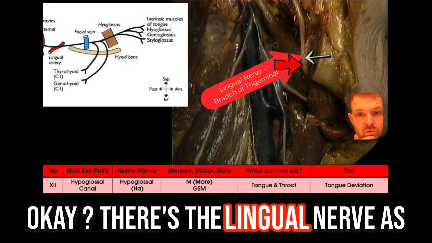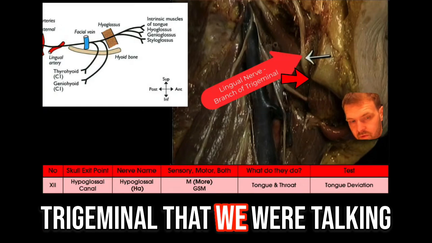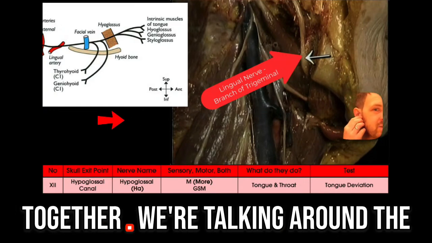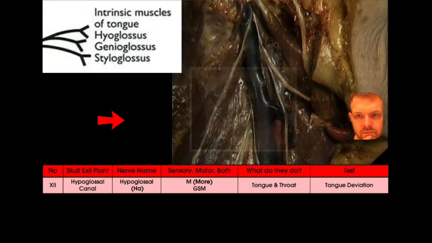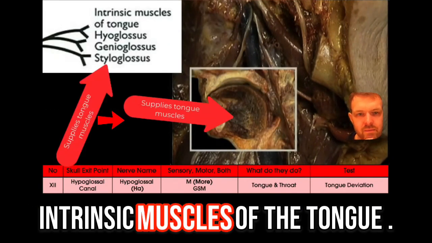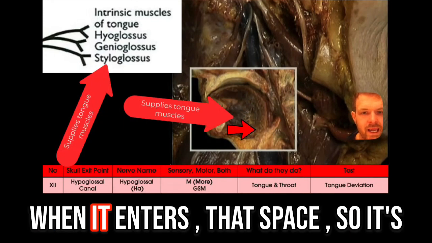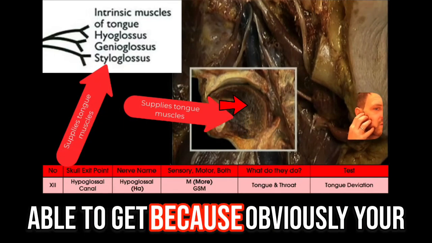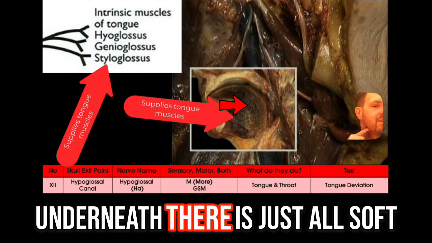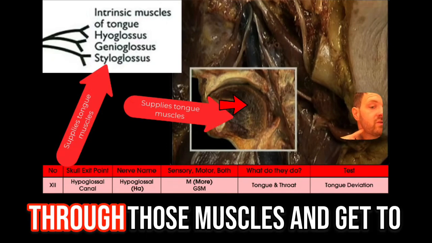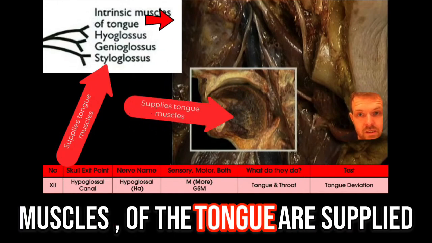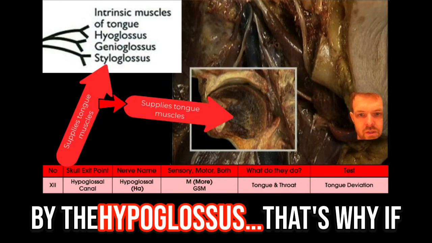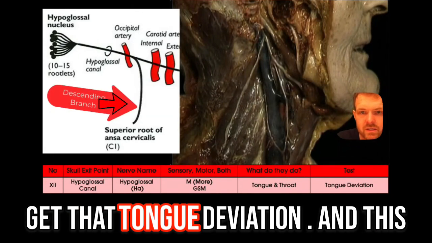Okay, there's the lingual nerve as well, which is the branch of the trigeminal that we were talking about before. It links everything up together. We're talking around the jaw area now. That's roughly where we are. And then it supplies all of the intrinsic muscles of the tongue. Obviously your jaw's not there on this, but underneath there is just all soft tissue. It's then able to travel through those muscles and get to the tongue. Okay, so pretty much all the muscles of the tongue are supplied by the hypoglossal. That's why if there's a problem with it, then you get that tongue deviation.